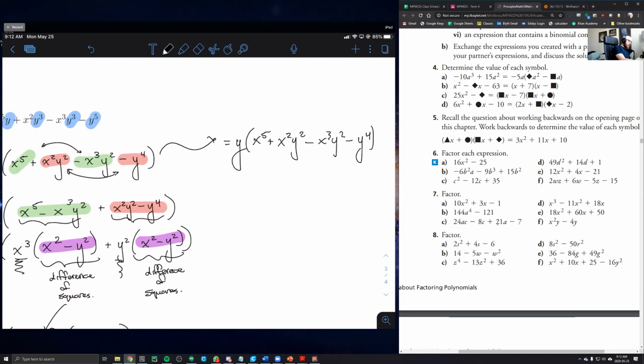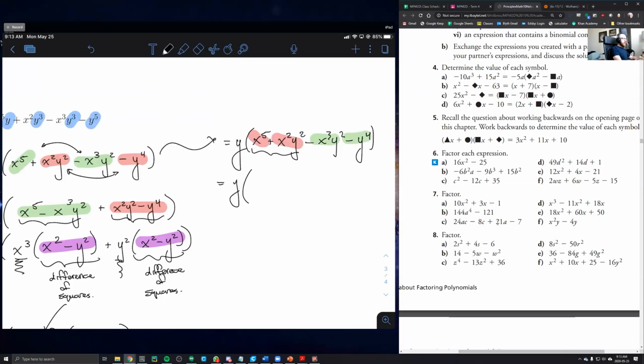So let's say I group together, just arbitrarily, the first two terms instead, and I group together the second two terms. And let's see if that's going to change anything, okay? It might not. Let's just see if it does. Actually, I don't think it will, but it'll look different until we get to the end. So if I group together the first two terms here, x to the 5 plus x squared y squared.